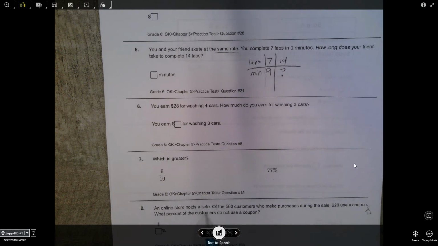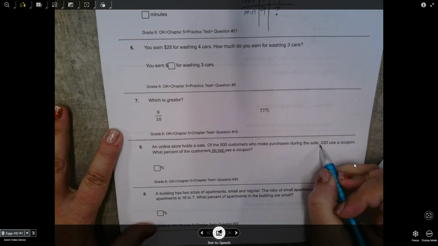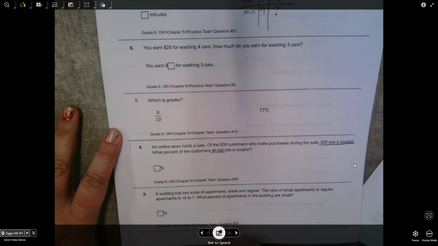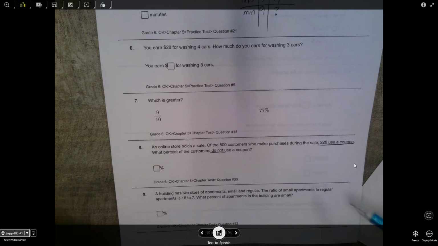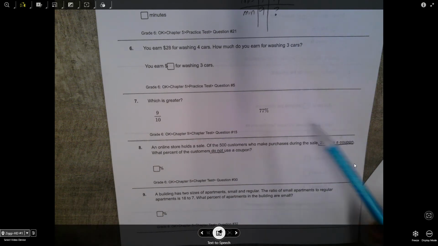An online store holds a sale. Of the 500 customers who make purchases during the sale, 220 use a coupon. What percent of the customers did not use a coupon? This many do. How many do not? So that's another two-step problem. You're going to have to figure out how many do not out of how many total. You'll have your fraction, then you'll convert your fraction to a percent.